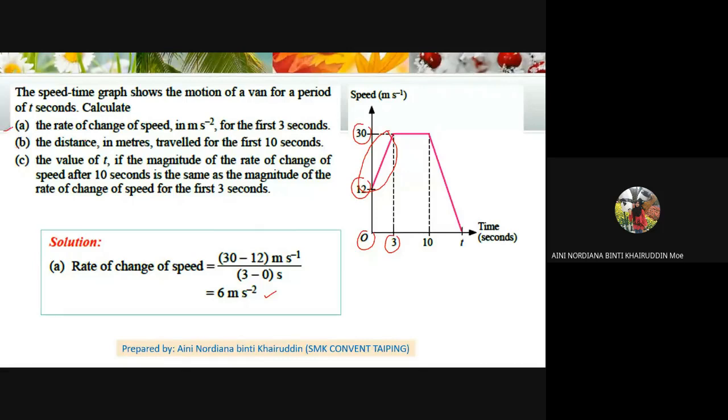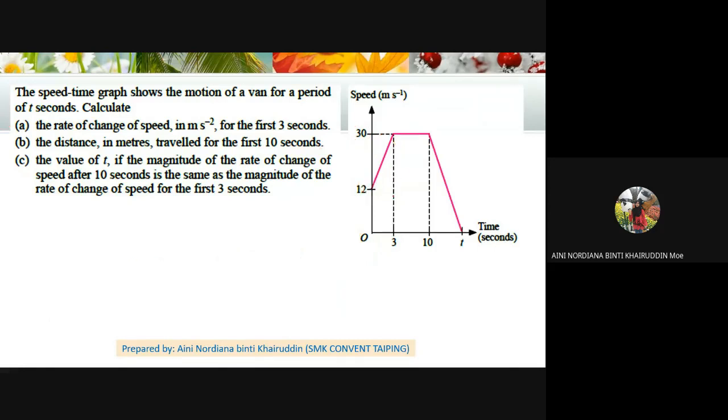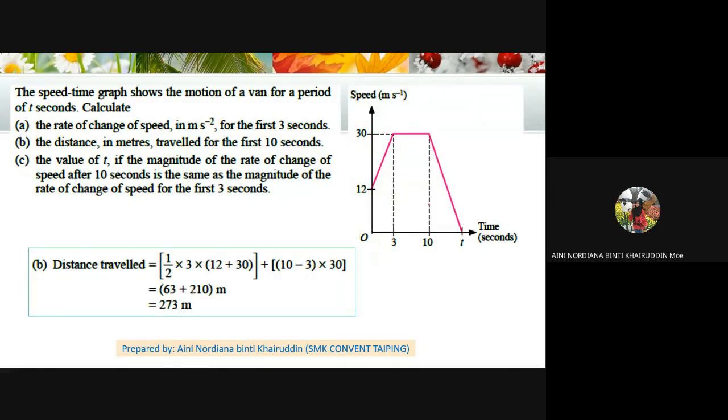Next, question B. The distance in meter travel for the first 10 seconds. So distance travel for the first 10 seconds, you can use A and B. So this one for A, this one for B. So this is the distance travel or the area under the graph. So settle B.